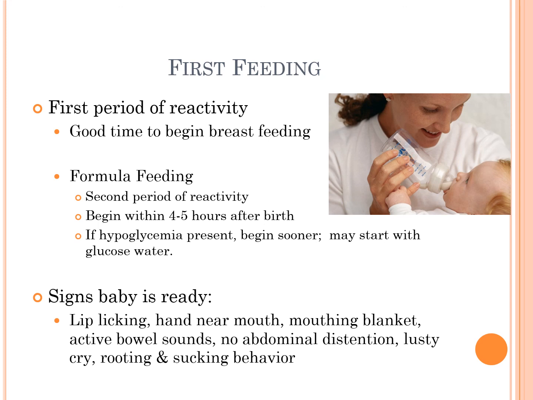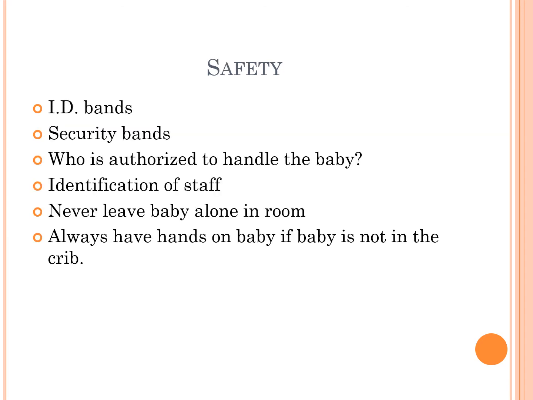So you're going to give that first feeding usually within that first hour if they're breastfeeding. Okay, we want to get them to breast as soon as possible. Formula feeding is usually done later. It's in that second period of reactivity, usually within that 2 to 4 hour window, when we're going to go ahead and start feeding. If we have hypoglycemia, we definitely are going to feed as soon as possible. Okay.